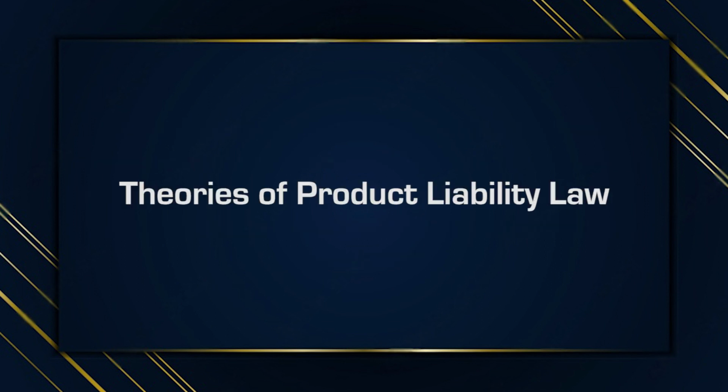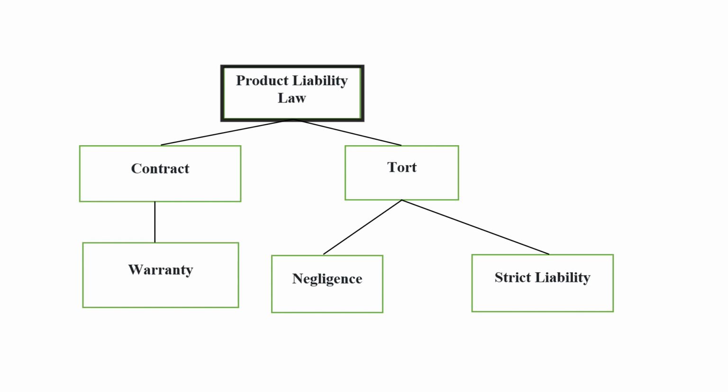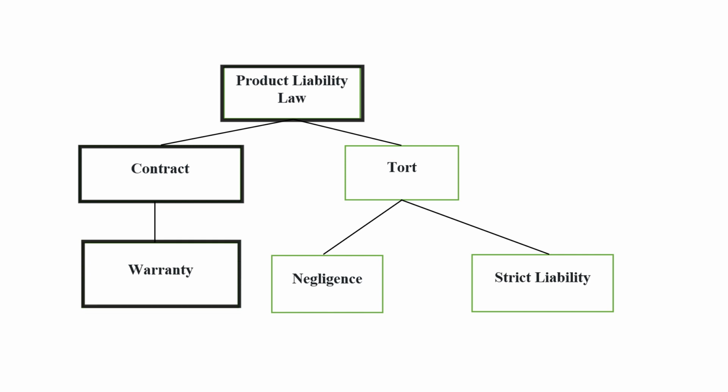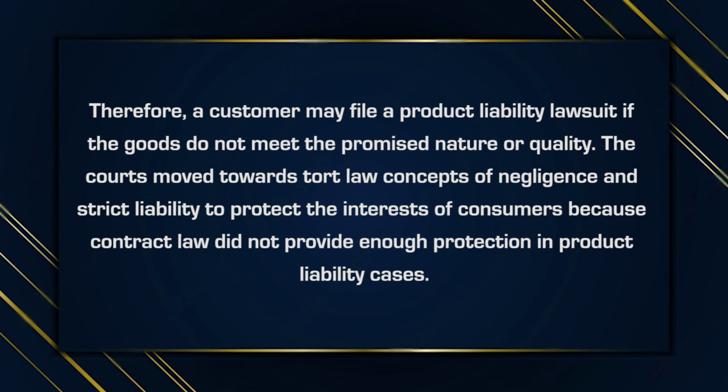Theories of product liability law. Early product liability jurisprudence was based on contract law principles, wherein courts granted remedies in cases where a product's warranty was broken. A warranty is the same as a guarantee. It can be expressed or implied, and it is basically the product's nature or quality that serves as the foundation for a purchase. Therefore, a customer may file a product liability lawsuit if the goods do not meet the promised nature or quality.